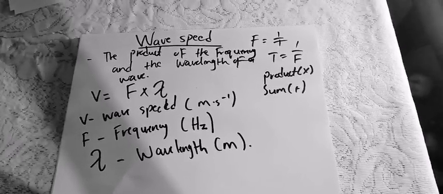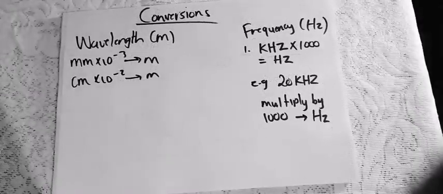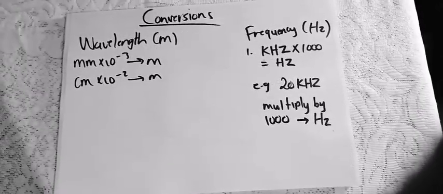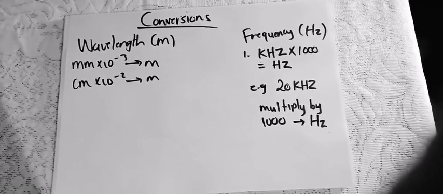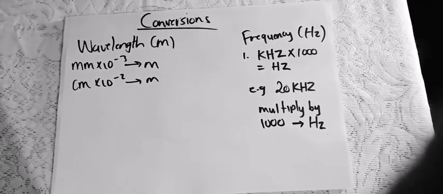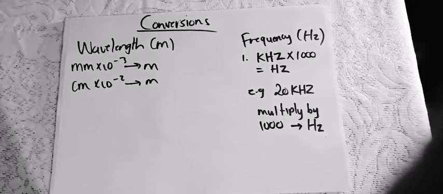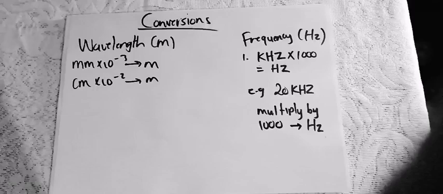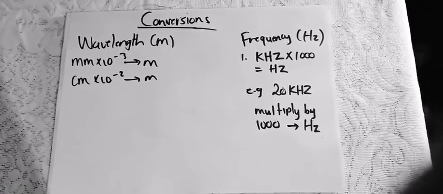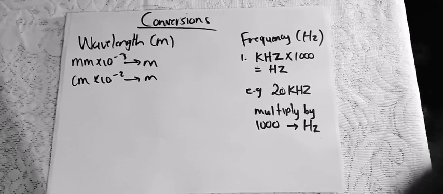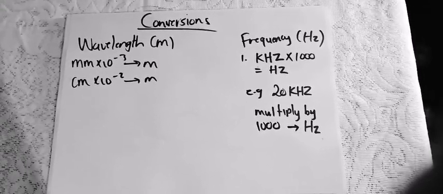It is very important for you to understand and know the conversions. We know that wavelength is measured in meters. If you are given millimeters, you multiply by 10 to the power negative 3 to get meters. If you are given centimeters, you multiply by 10 to the power negative 2 to get meters. Frequency's SI unit is hertz. If you are given kilohertz, you multiply by 1000 to get hertz.